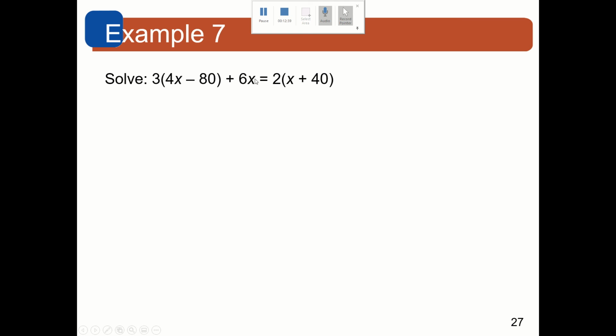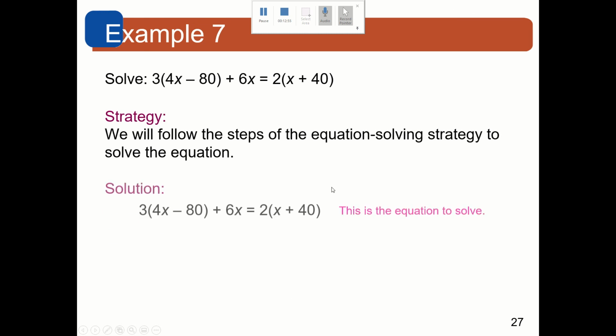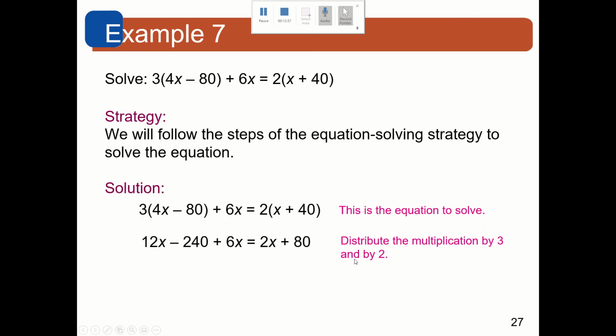We have a couple options, right? This 6x is all by itself. We can't do anything with it yet. But I do have this distribution on the left. So I can distribute this 3 in and then simplify from there. And on the right side, if you notice, we actually have another distribution. So we can do both of those. So the first step is distributing this 3 in. We get 3 times 4x will give you 12x, and then 3 times 80 is 240. And on the right, we have 2 times x, which is 2x, and 2 times 40, which is 80.